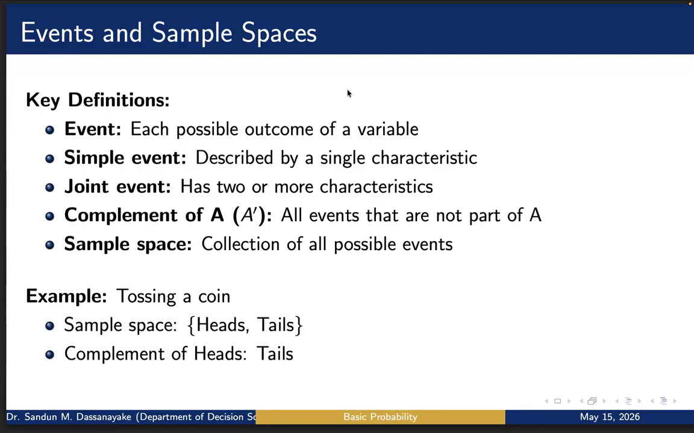So a simple event is described by a single characteristic, and a joint event has two or more characteristics. Complement of A means anything, say the complement of head would be tail, anything other than what you are referring to, all events that are not part of it. Sample space, collection of all possible events. So the sample space, when you are referring to the head or tail example, is the set containing all the things.